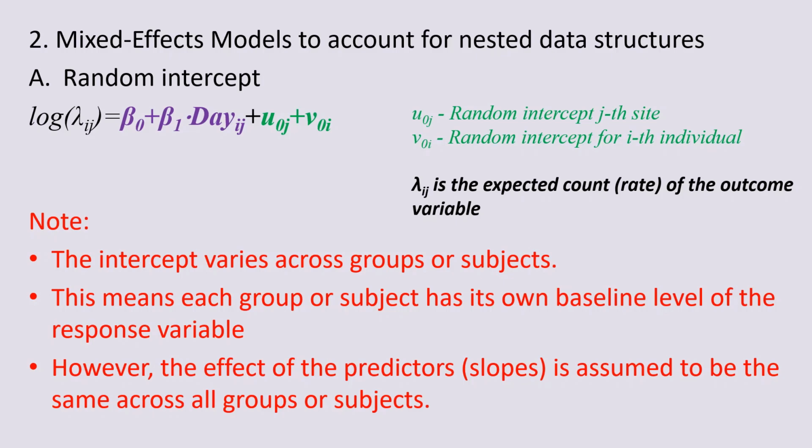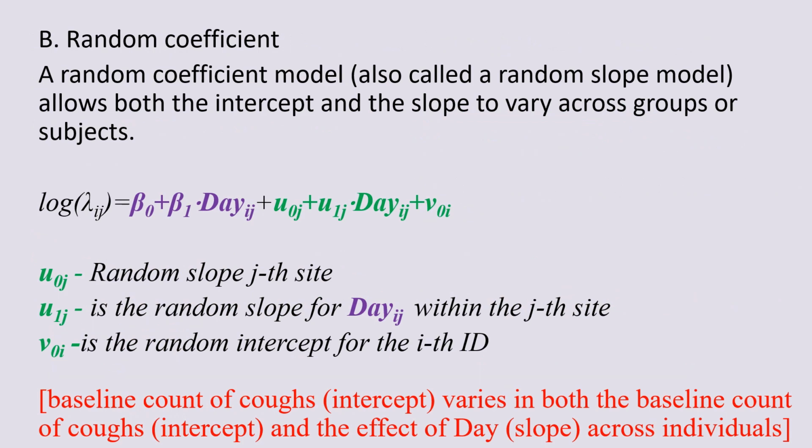We shall see. Then we have a random coefficient. This would be the ideal model for our study. A random coefficient model is also called a random slope model. It allows both the intercept and the slope to vary across the groups or subjects. So this is the theoretical model. The purple is the fixed term, and the green are the random terms. However, there are two options here of the random coefficient.